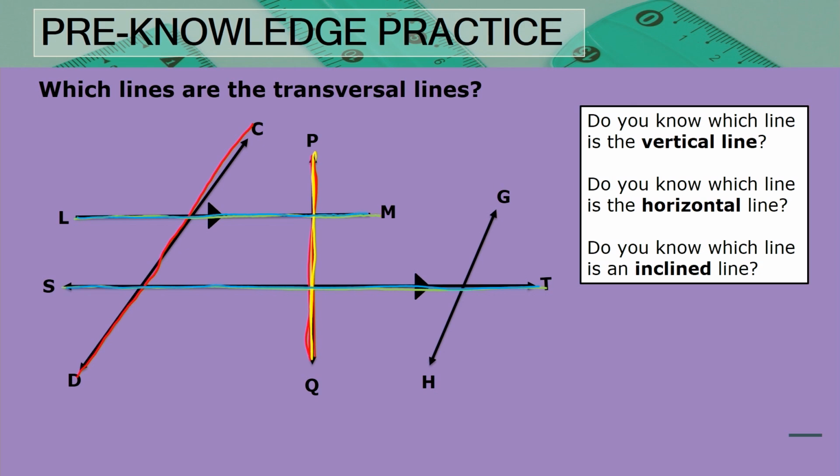What about an inclined line? Now, an inclined line is a line that is not vertical and it is also not horizontal. So it moves in an inclined or at an angle. So which line do you think is inclined? If you are thinking of DC, then yes, you are correct. DC is inclined. Which other line is inclined? Yes, GH or HG is also inclined. So even though it is not a transversal, yes, we can identify it there as an inclined line.